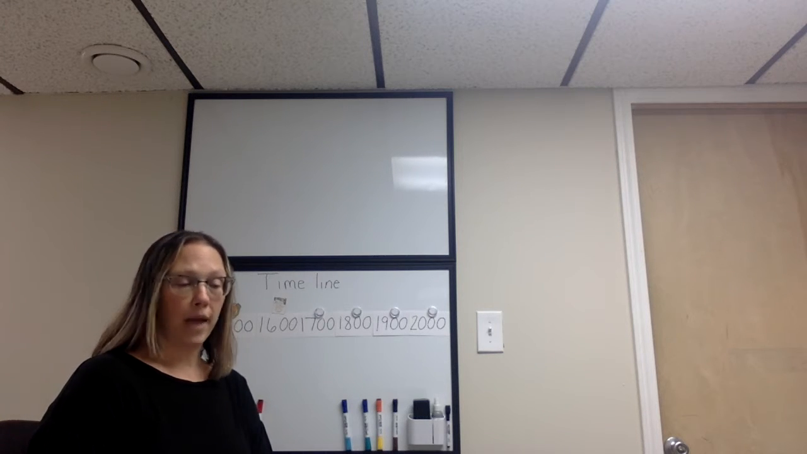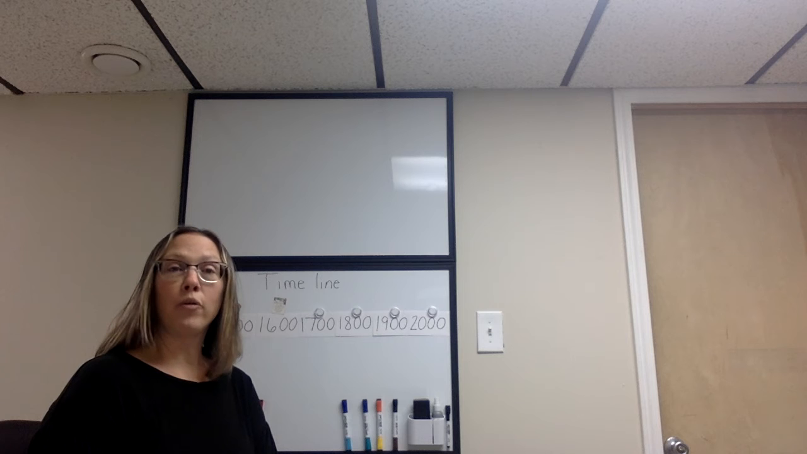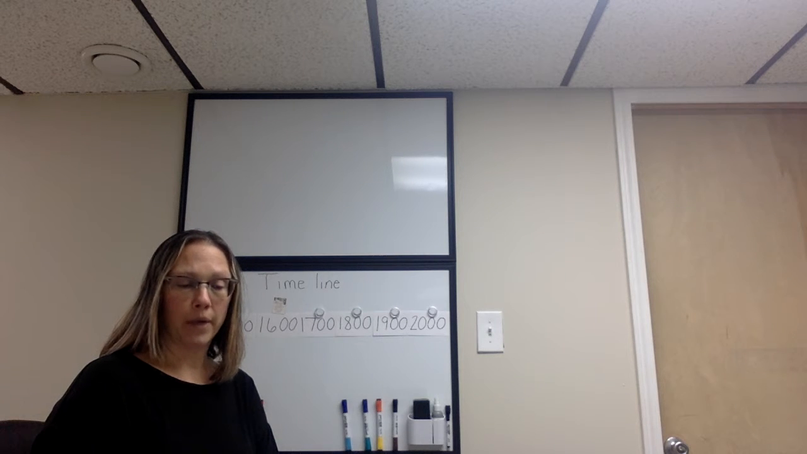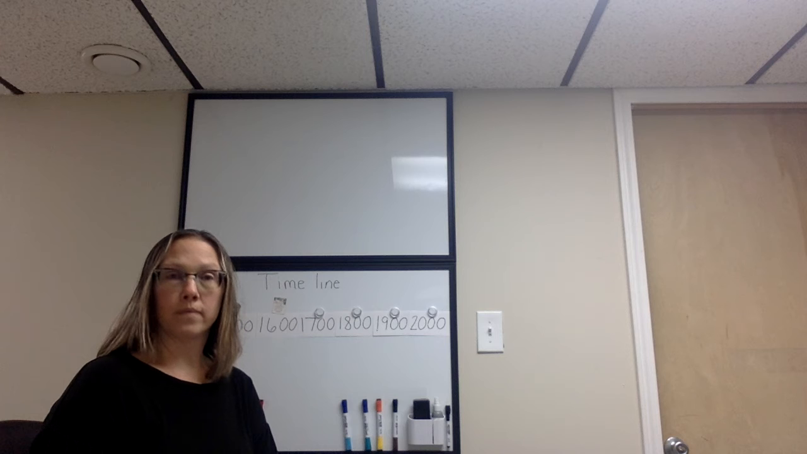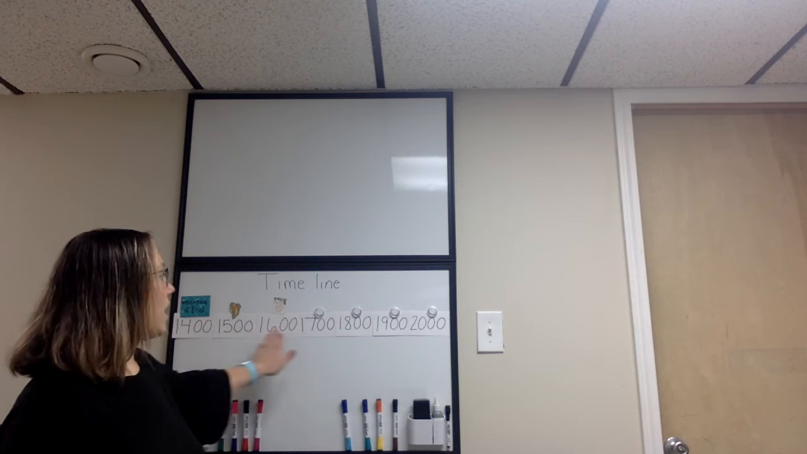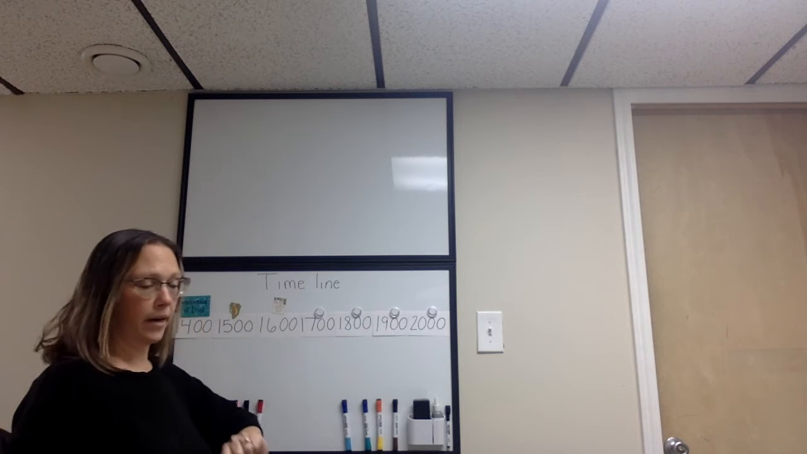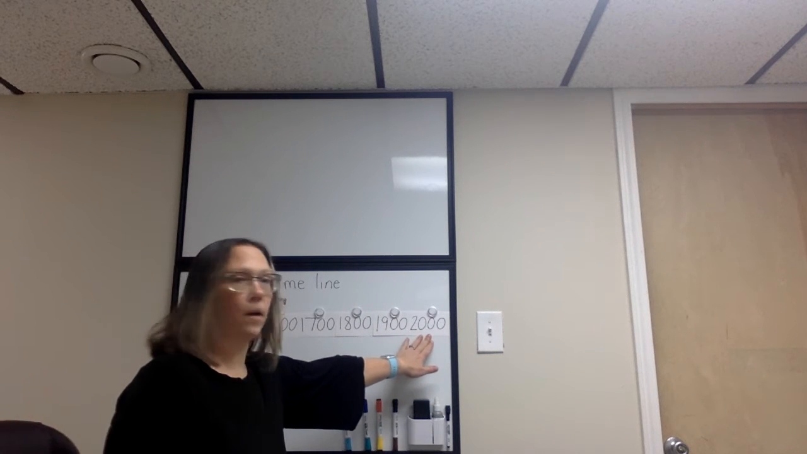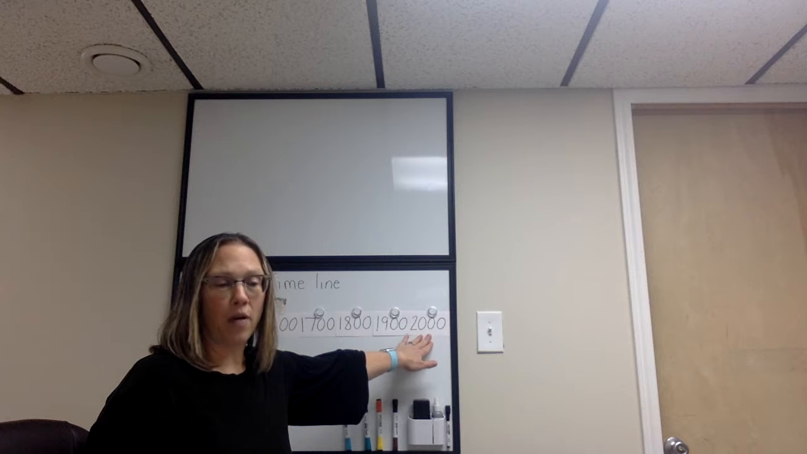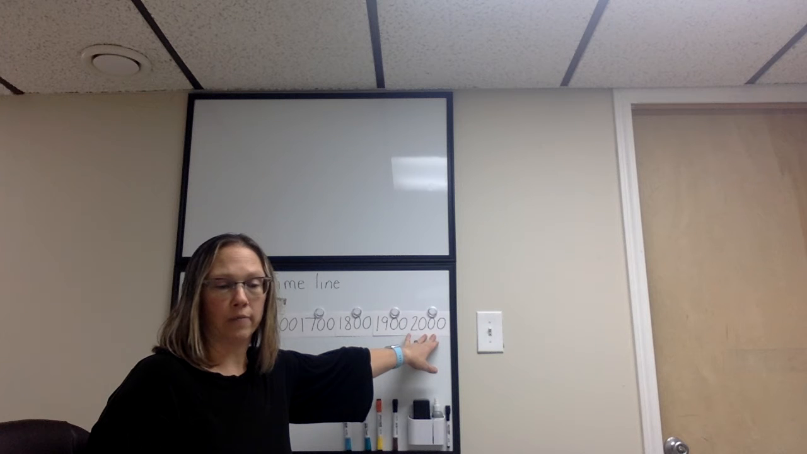This is called a timeline. A timeline shows dates within a certain period of time that mark important events. Can you read any of the numbers? Do you see some familiar numbers within the numbers? So 2, 1, 9. This number is 2000. So this represents the year 2000.